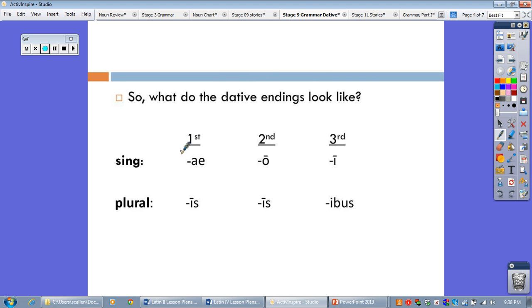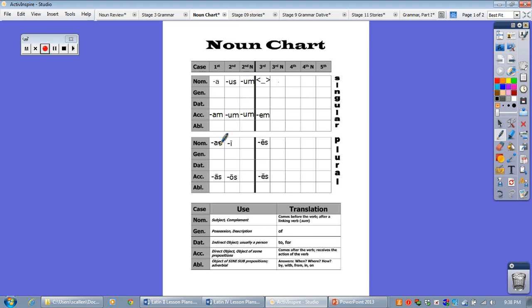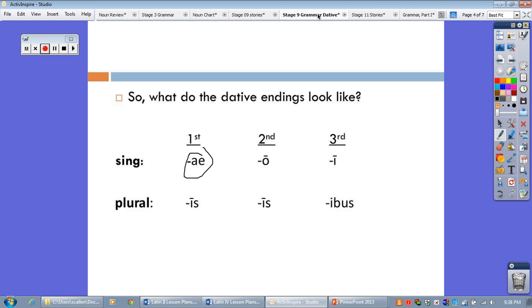First declension, AE, which you're thinking, oh man, don't we already have that somewhere? And the answer is yes. You already see AE right here in the nominative plural. So if I see a word that ends in AE, how am I going to know if it's nominative plural or dative singular? The answer is context.